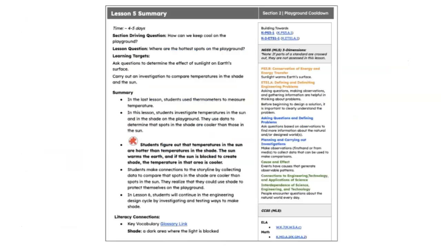There are several opportunities for ELA and math cross-curricular connections throughout the lesson. You can look for specific standard connections in the Unit 2 teacher guide. This lesson will take approximately 4 to 5 days to complete.